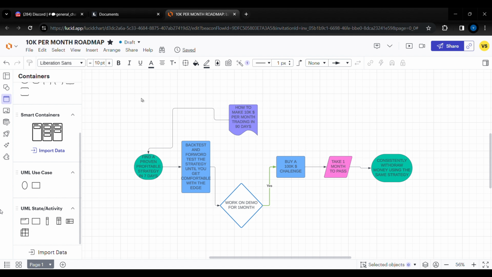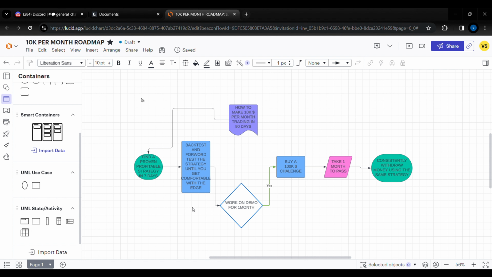After you get the strategy, you should backtest and forward test it until you get comfortable with the edge. You should go back like 2 to 3 years of backtesting data. This is the second step, which is very important, because a lot of beginners think that after they get a proven profitable strategy, they will directly buy the 100k account and make consistent income. This does not work if you don't have the proper structure and steps in place. So that's why I'm showing the proper framework you should follow to make consistently more than $10,000 per month from trading.